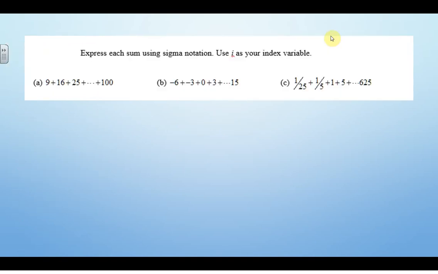So then the other thing we'll have to do is we give you a sequence, and you have to write it using summation notation. Now here they're telling you to use I as your index variable. Yes, that means you have to use I. Let's hope I used I.